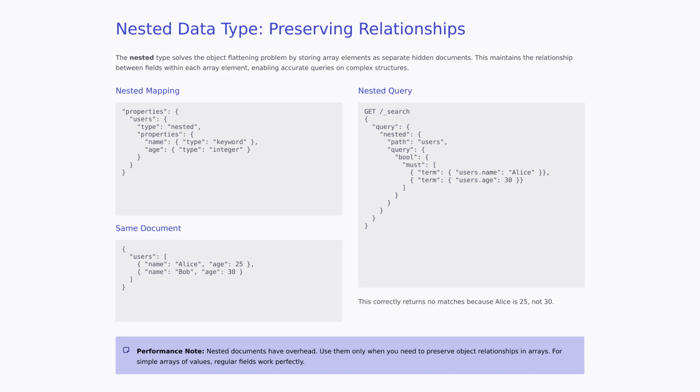Remember, while nested documents offer relationship preservation, they come with performance overhead. Reserve them for scenarios demanding intricate array relationships. For straightforward arrays, stick to regular fields for optimal efficiency.